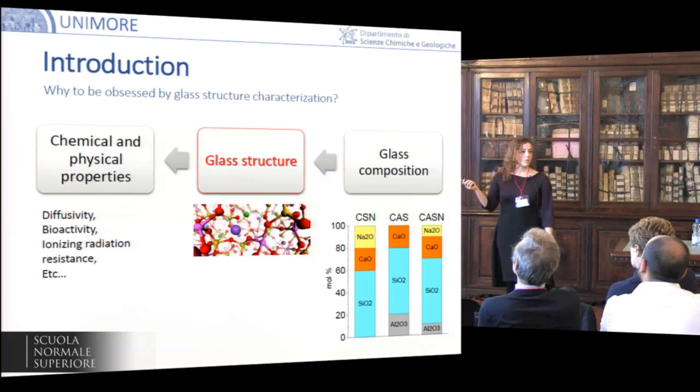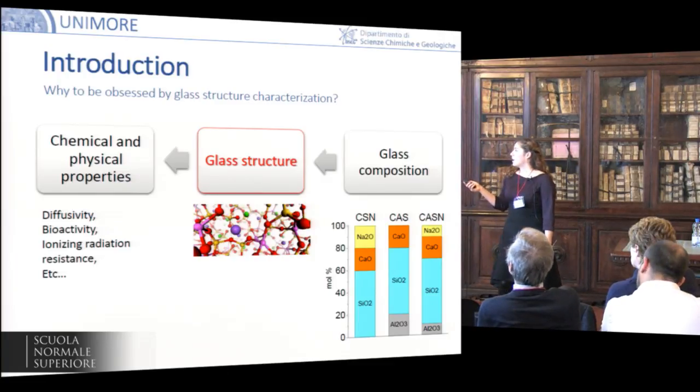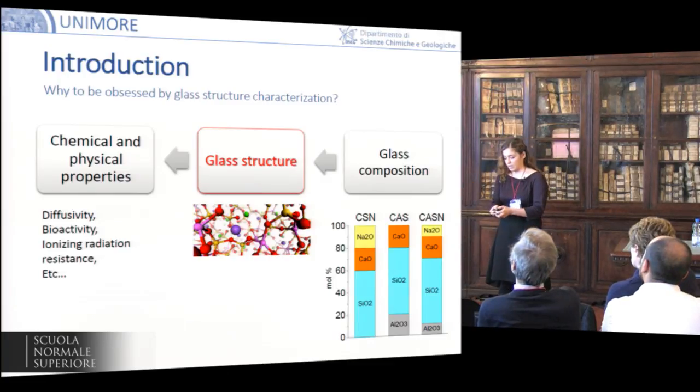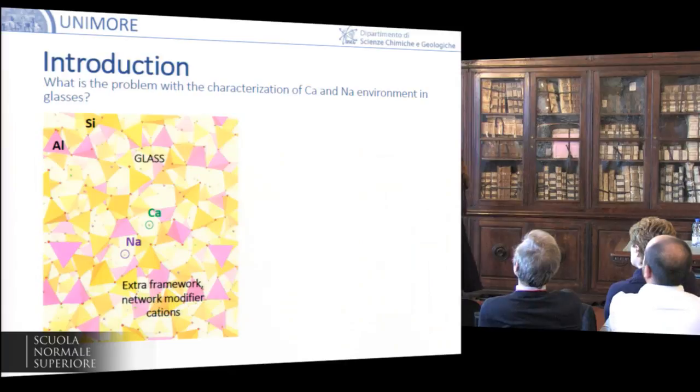In this presentation, I will talk about three glasses. There are two aluminosilicate glasses, which are these two, one containing calcium and also sodium oxide, and one silicate glass containing sodium and calcium oxide.